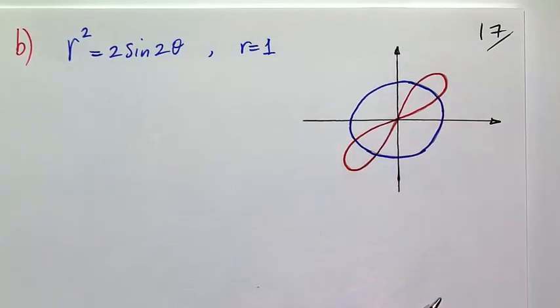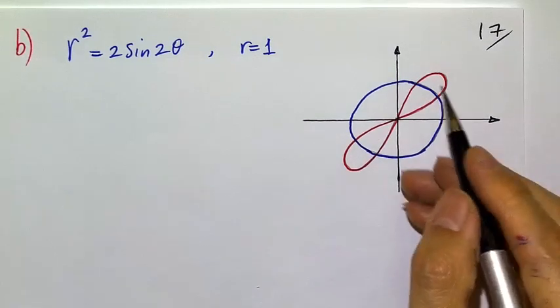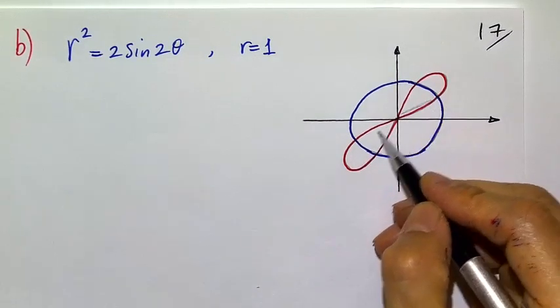Like that. Okay, so again, they're asking us to find the area of the region enclosed by both curves. So then we have to shade just this piece here and this piece here.